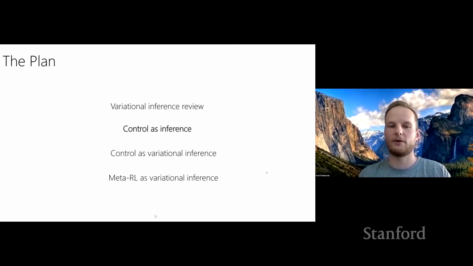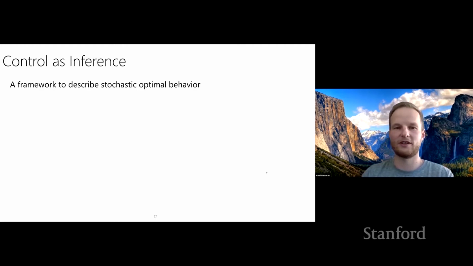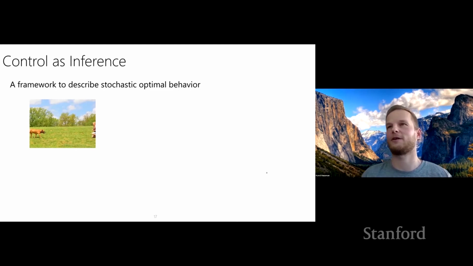So let's put a pin in variational inference. We'll get back to that method. But now I would like to introduce the control as inference framework. This is the framework that we briefly introduced, and it allows us to describe stochastic optimal behavior.